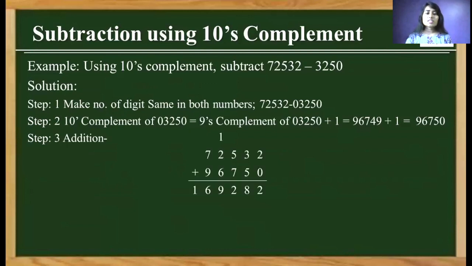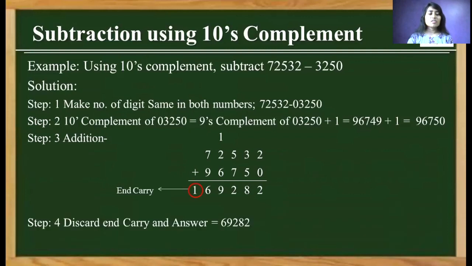So add 72532 plus 96750. Perform decimal addition, and here we add 5-digit numbers and get the result in a 6-digit format. So here 1 is an end carry. This end carry can be discarded and the remaining digits are our answer, 69282. So this is how we can perform subtraction using tens complement.